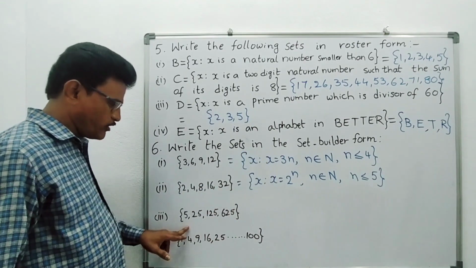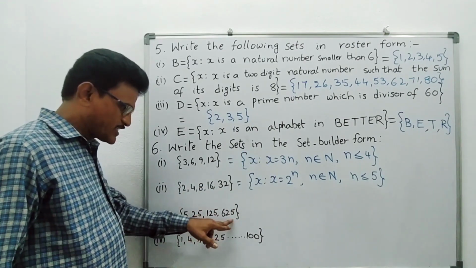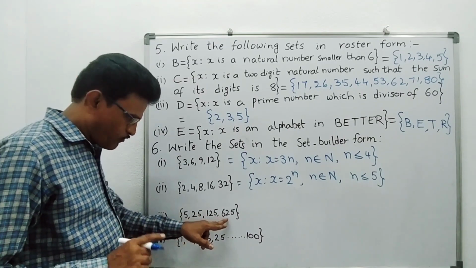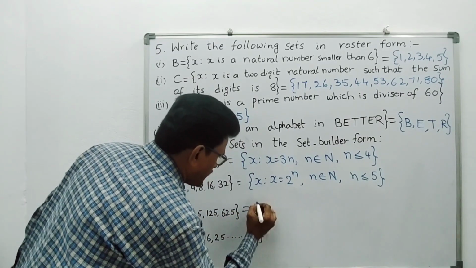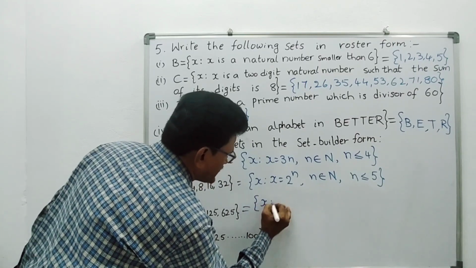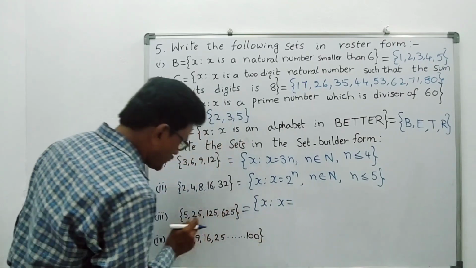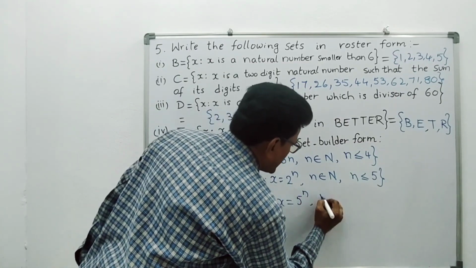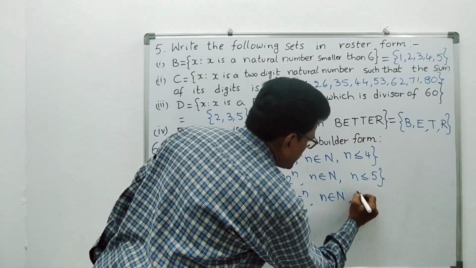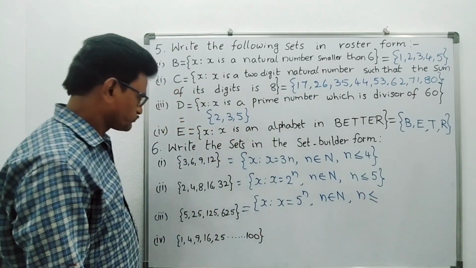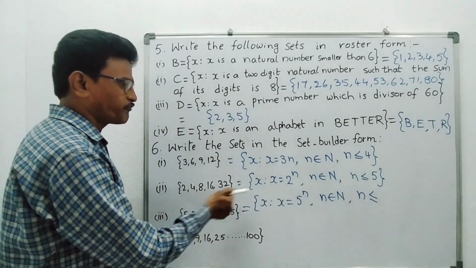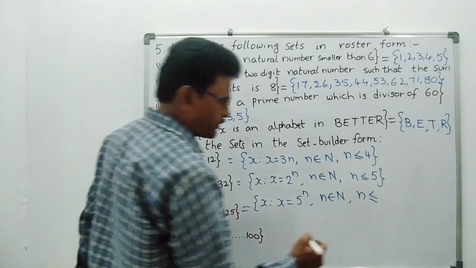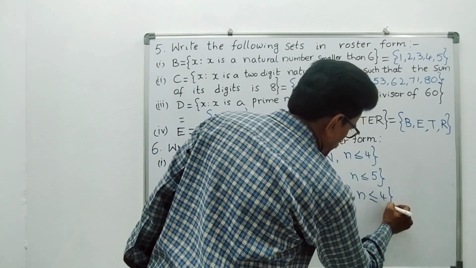Okay? Now 5, 25, 125, 625. 5 to the 1, 5 square, 5 cube, 5 to the 4. So same thing. Here we follow the same procedure. X such that x equal to 5 to the power of n. What is n? Belongs to natural numbers. n less than or equal to 4, since here it is 1, 2, 3, 4. Only 4 numbers. So including 4, up to 4 we are taking.